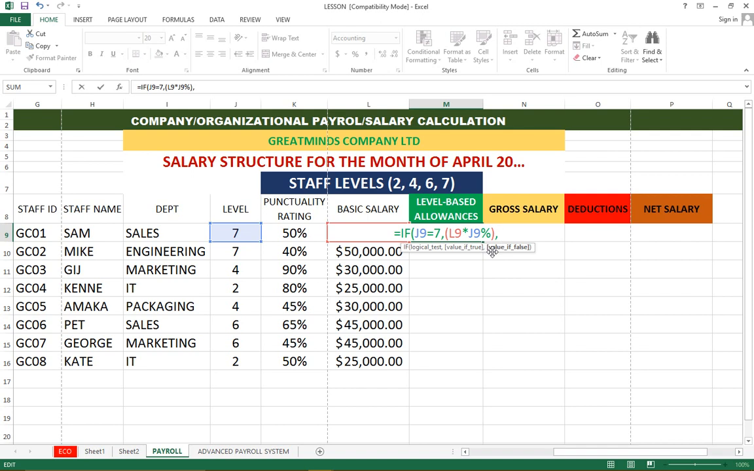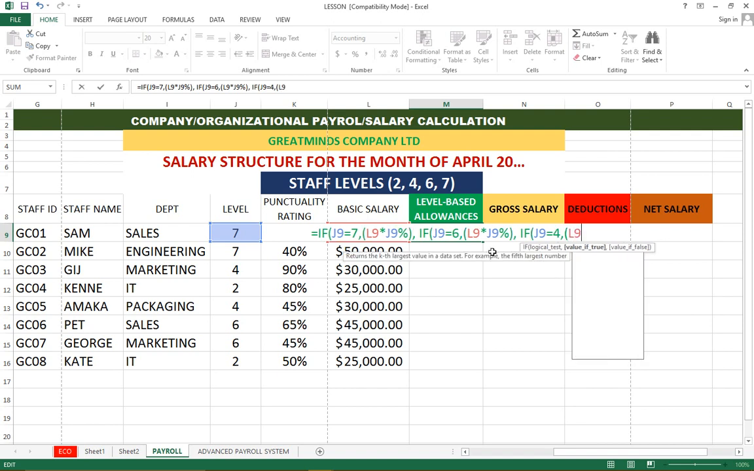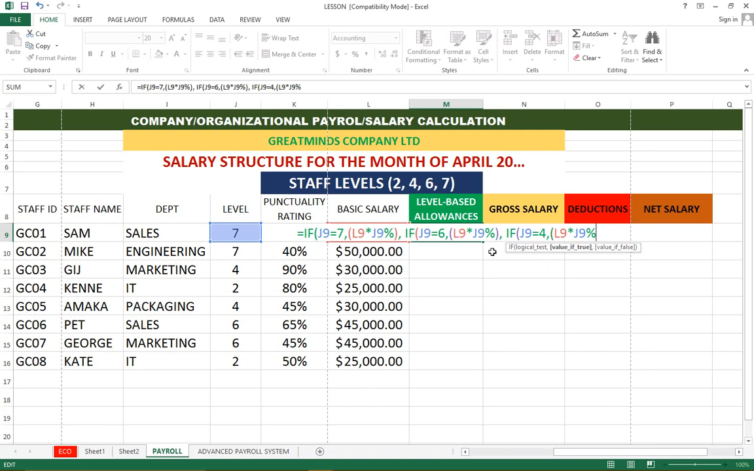Comma, let's make a statement for level 6. If open bracket J9 is equal to 6, comma, open bracket L9, which is the basic salary, multiplied by J9 as well, so J9%, close the bracket, comma, IF open bracket J9 is equal to 4, comma, open bracket L9 multiplied by J9%, close the bracket, comma, let's make a statement for level 2.